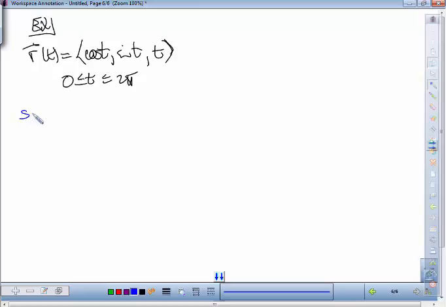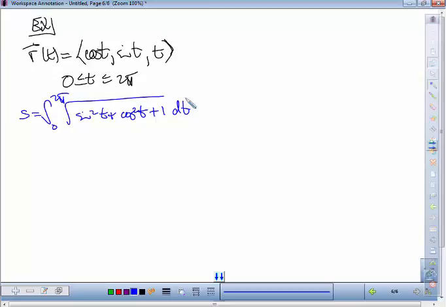So the arc length is going to be an integral from 0 to 2 pi. The square root of the derivative of the cosine is sine, negative, but I'm going to square it anyway, so I'll just put sine squared t. The derivative of sine is a cosine. I'll square that. That'll be cosine squared t. And then the derivative of t is 1.